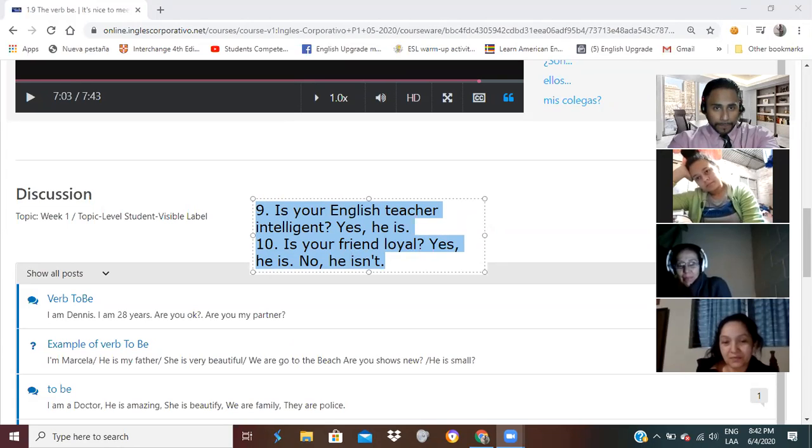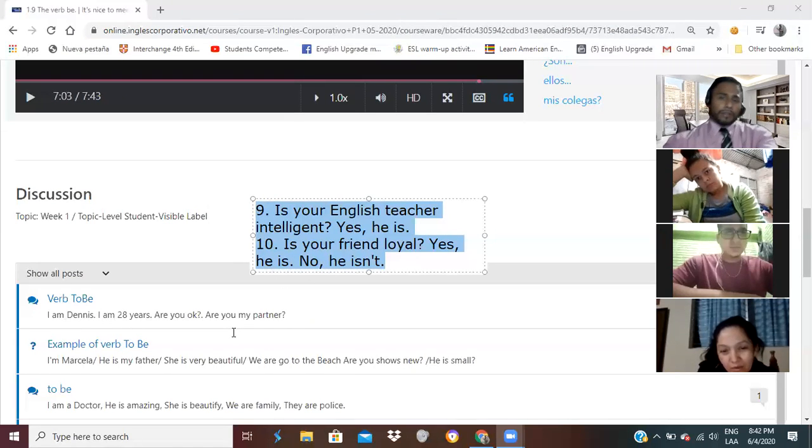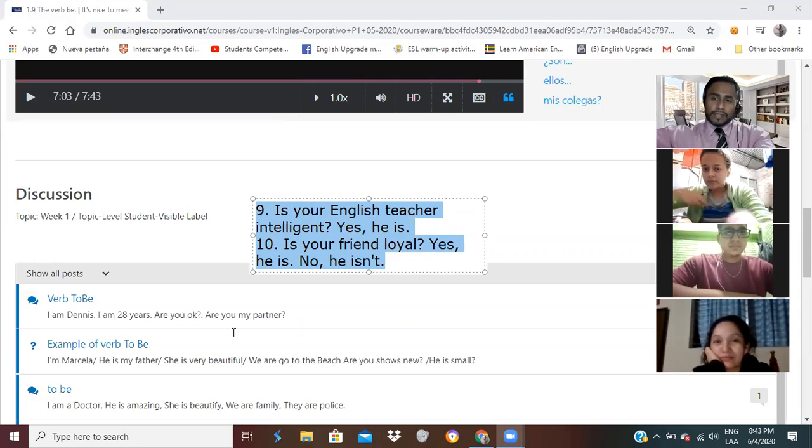Teacher, yo tengo una pregunta. Dígame. ¿Por qué puso no, he isn't? Porque estás hablando de el teacher. Digamos que no estás hablando conmigo directamente. Digamos que Diego y Miriam, Diego le está preguntando a Miriam, ¿es inteligente tu maestro? Viene Miriam y dice, sí, lo es. O sea, él. Yes, he is. So el he is el él.